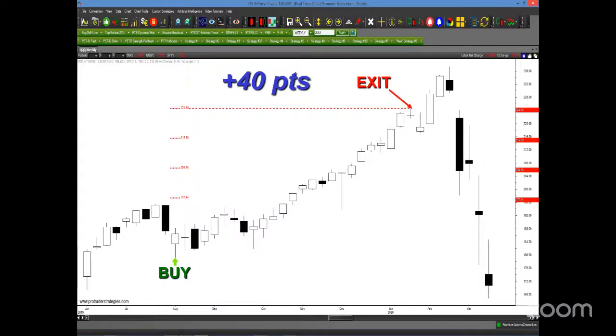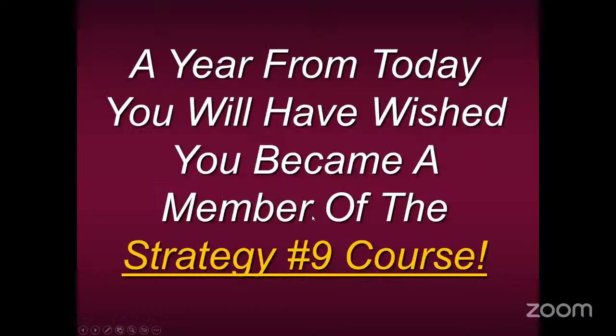Does this look familiar? Because this actually happened about 5 years ago. Do you remember the COVID pandemic and remember where the market fell out of bed? Well, strategy number 9 would have had you exiting the QQQs a full 1, 2, 3, 4 weeks prior to that happening. So this was actually January 2020, roughly almost 6 years ago, where you would have been out of the market entirely. So remember, we're talking about winning swing strategies. And a year from today, I truly believe you will have wished you became a member of the strategy number 9 course. This is how valid this method is.